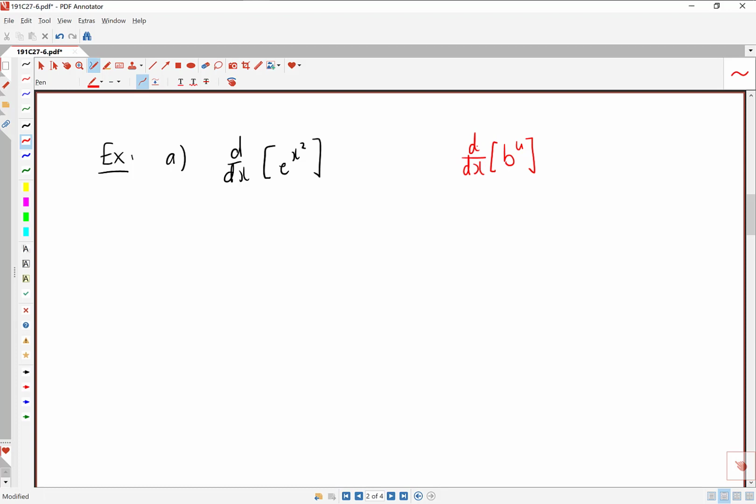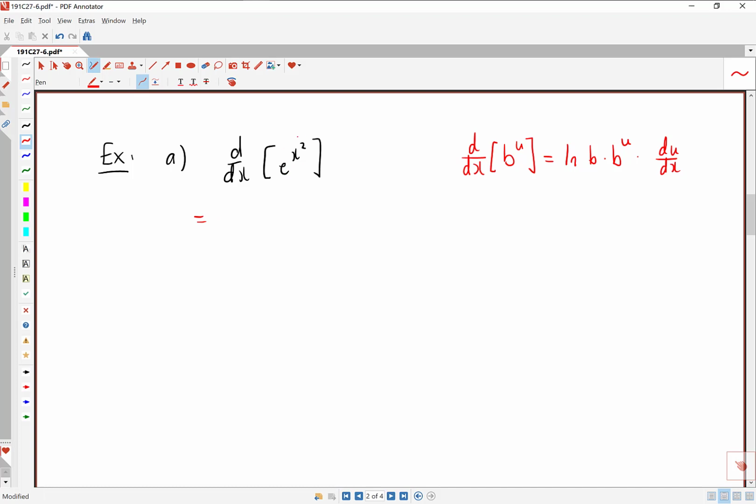So if we want to take the derivative with respect to x of something that looks like b to the u, we take the derivative of the exponential function first, which looks like ln b times b to the u, and then we need to multiply by the derivative of our inside function, which is the exponent. So then multiply by the derivative of the exponent. Okay, so let's put that into practice here.